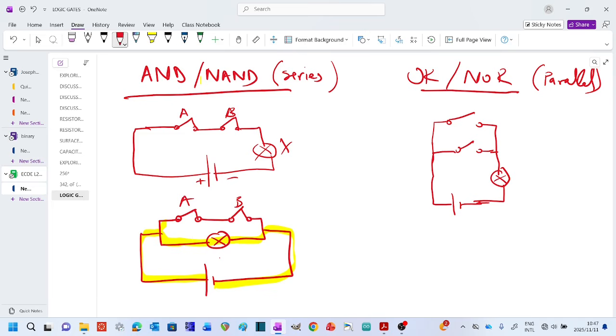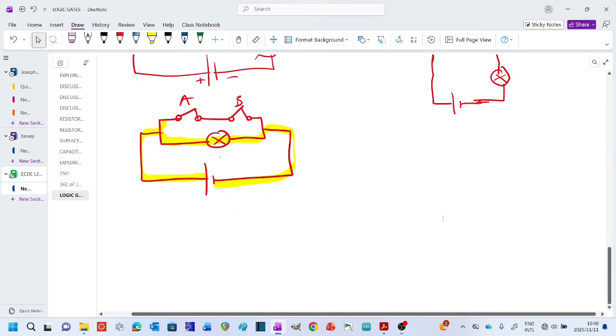So what happens here? This is an OR. The only time the light is off is if the switches are open. This is switch A, this is switch B. The moment one of the switches closes, that's OR. If A or B closes, the light goes on. If both of them also close, the light is still on. That's what happens. And the opposite will be NOR.